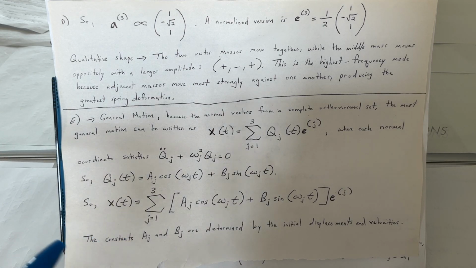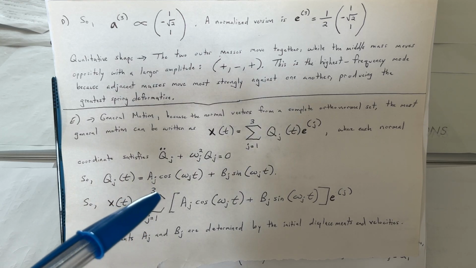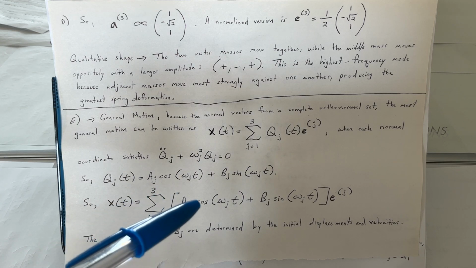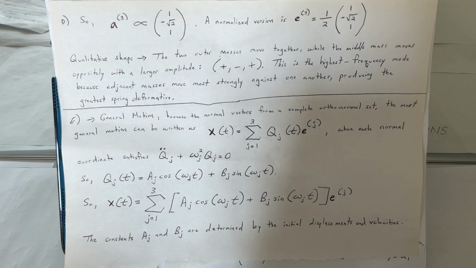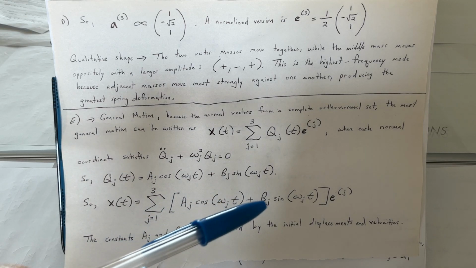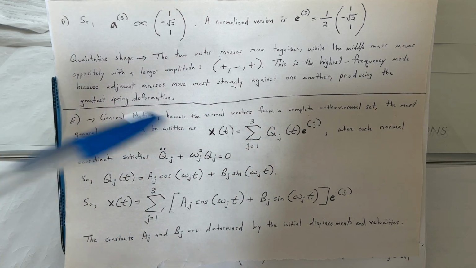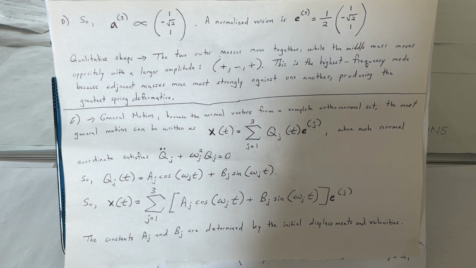So x of t is going to equal the following: the sum from j equals 1 to 3 of the bracket a sub j cosine of omega sub j t plus b sub j sine of omega sub j t, close bracket, times that jth normalized mode vector. And the constants a sub j and b sub j are determined by the initial displacements and velocities.